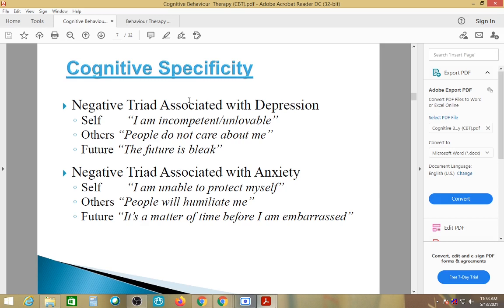I am incompetent and I'm unloved. Others: they view others, people, as never caring about me, or pitying me. They don't even care. Nobody likes me. Future: my thinking of the future is that my future is bleak. Why? Because I am thinking I'm not competent, and others also don't like me or don't care about me. So the future is bleak.